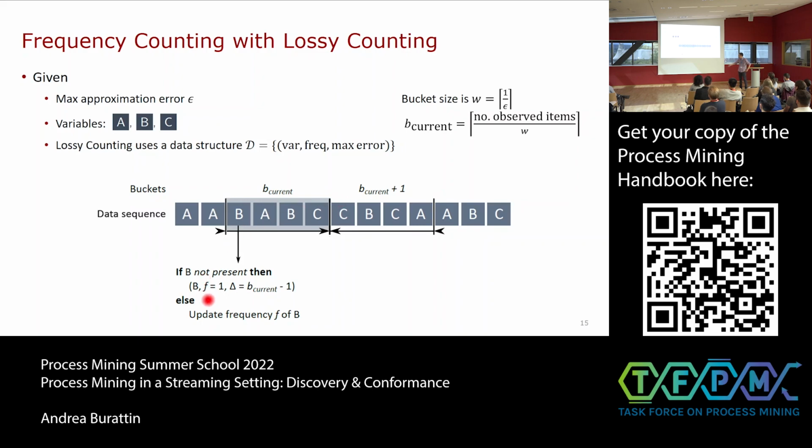So we need to add a tuple made of B, the variable that we're looking at, the frequency, which is 1, because it was not in the memory, so it's the first time that we see it, and the delta, the maximum approximation error, which should be set to the count of the current bucket minus 1. And in 1 second, we will see an example.